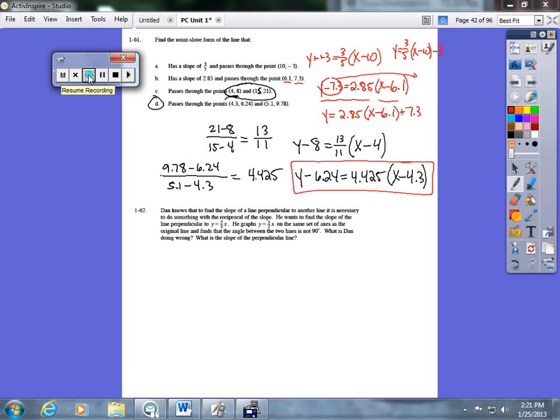You go ahead and try letter D. And we're back with the answer to letter D. y minus 6.24 equals 4.425 times x minus 4.3 is the point slope form. Here's my work for the slope, and then I plugged it into the formula.